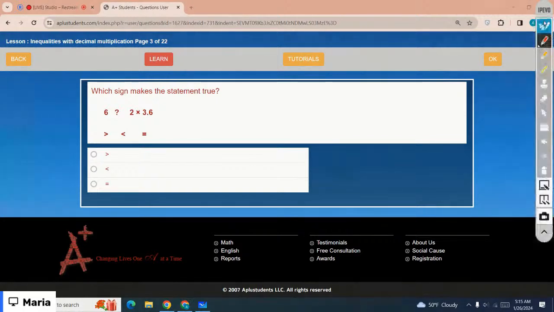Just multiply. So 36 times 2: 2 times 6 is 12, 2, 1 carry. 2 times 3 is 6, 7 it is. You need to add one decimal, so that is 7.2. So 6 is greater than 7.2 or less than 7.2? Very good. 6 is less than 7.2. The correct option is less. Option number 2 is the correct option.